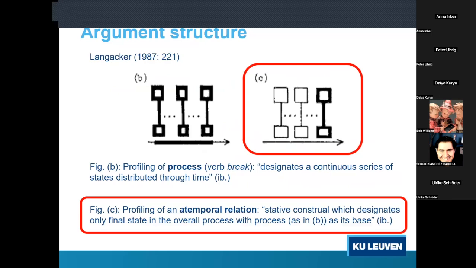On the right-hand side, that's of our interest here, an atemporal relation is a stative construal, which designates only the final state in the overall process, with the process, as we saw in B, in the background. So you only highlight the final state. If this politician says, it's a shared concern, she's verbally only profiling the final element, the final state. But what she is doing gesturally is bringing in elements from the verb, where you profile the process.